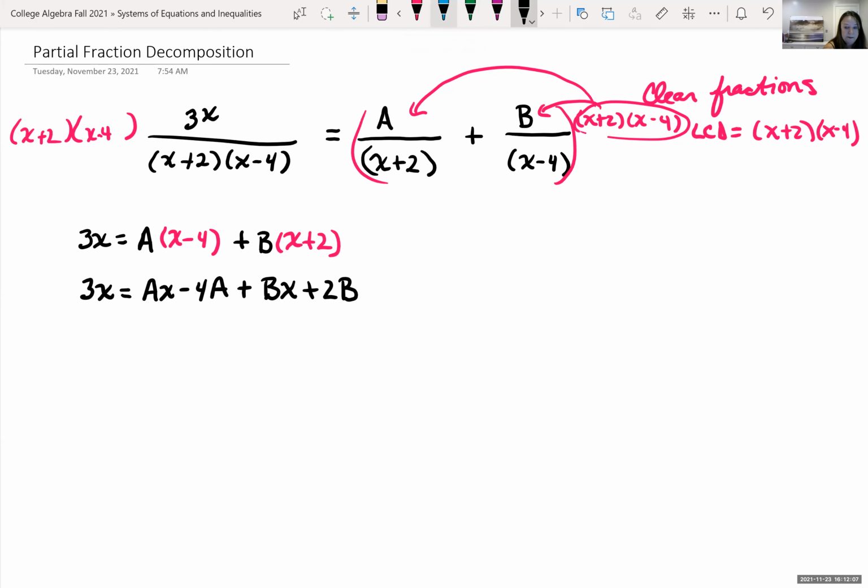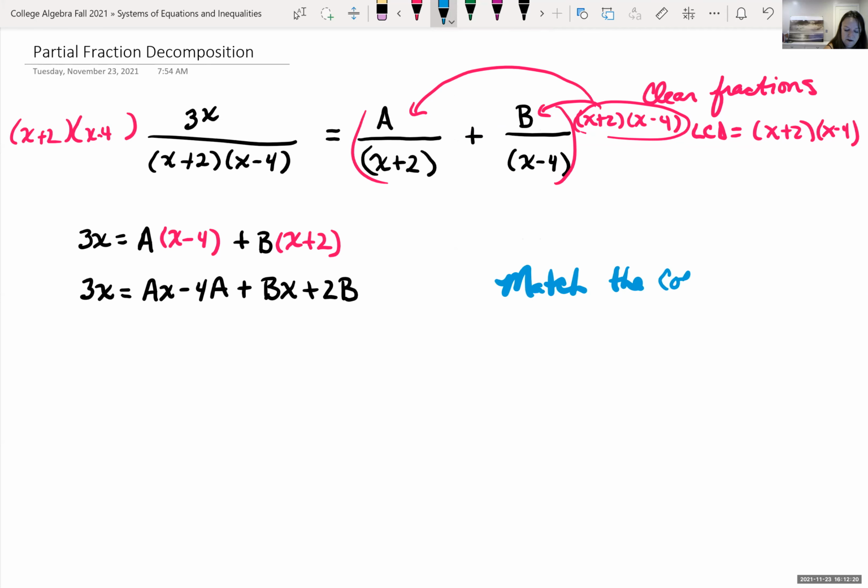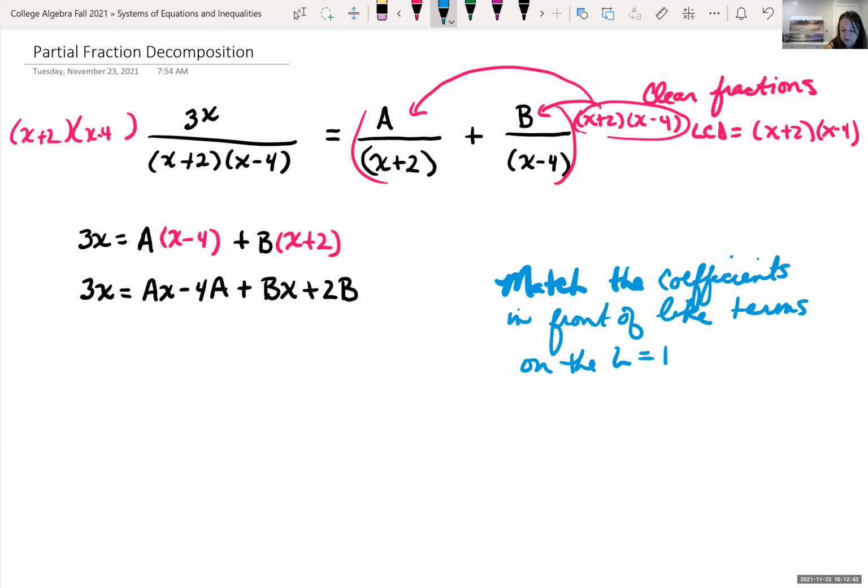Okay, so now we want to match the coefficients on the left with the coefficients on the right. So coefficients in front of the like terms on the left equal to those on the right.